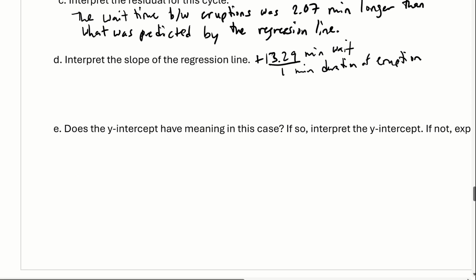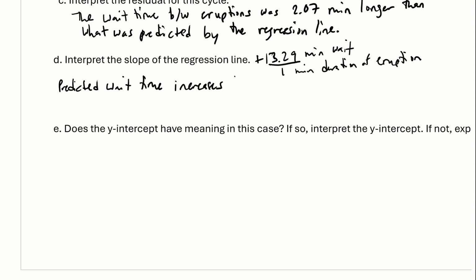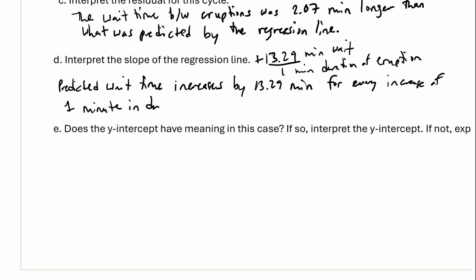Okay, so that is our slope. So the predicted wait time increases by 13.29 minutes for every increase of 1 minute in the duration of the eruption, of the previous eruption.